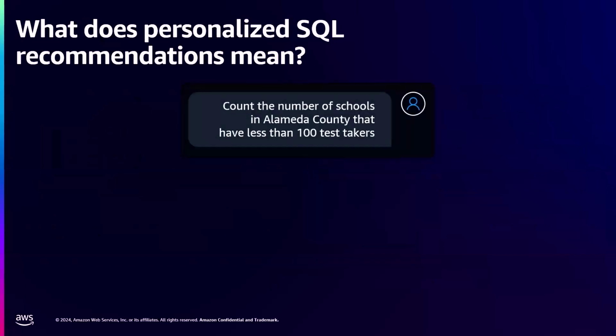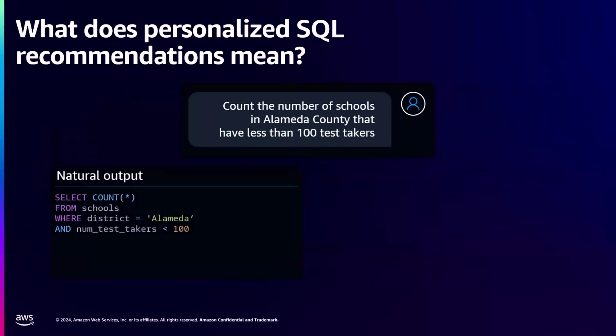So for instance, we have a natural language prompt when we say, hey, just count the number of students that we have in a specific county, and maybe we have less than 100 test takers. So the natural output of the query for that kind of output is just a normal query when you say, okay, select from schools, that could be a table with that information in the district of Alameda.